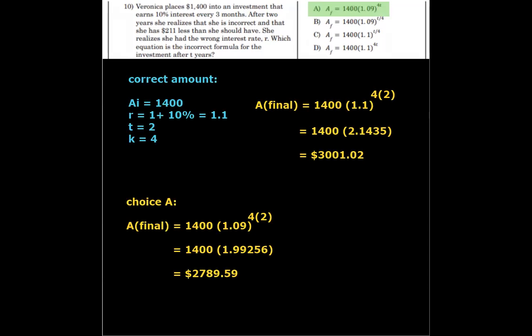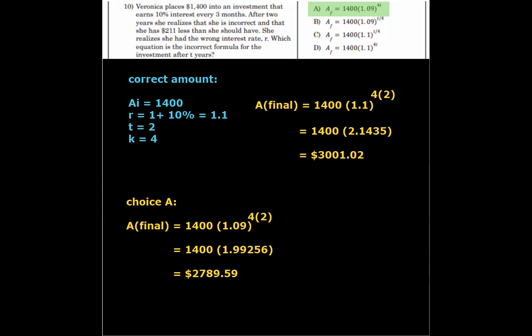After 2 years. Well, figure out the correct amount first. 1,400 times 1.1 for the rate, 10%, raised to the power. It compounds every 3 months, so that's 4 times a year for 2 years. So that's raised to the 8th power. Then you'll have 1,400 times 1.1 to the 8, or 1,400 times 2.1435. So that money, which has more than doubled, will be $3,001.02.